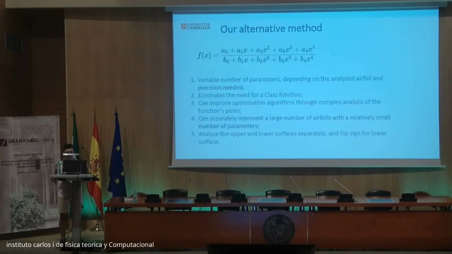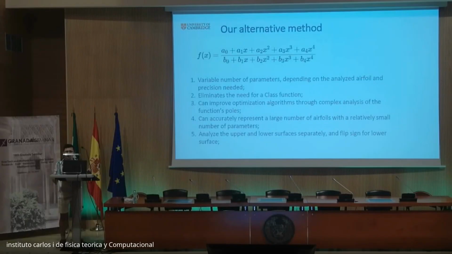So here's our alternative method. Basically, we have discovered that this type of function doesn't necessarily have to be a ratio of a 4th-degree polynomial to a 4th-degree polynomial. It can have a 3rd-degree polynomial over a 4th-degree, or a 2nd-degree. It's basically ratios of polynomials. We have seen that they can be very good at representing a large number of airfoils, an even larger number of airfoils than CST, as I will show you in a minute.